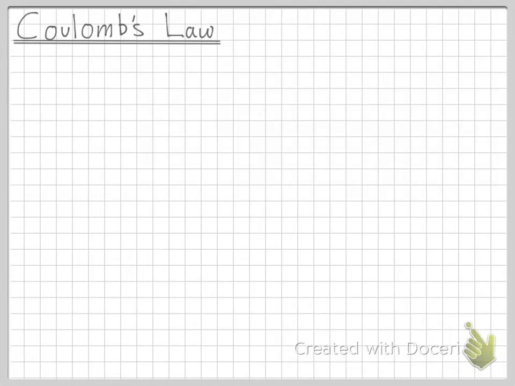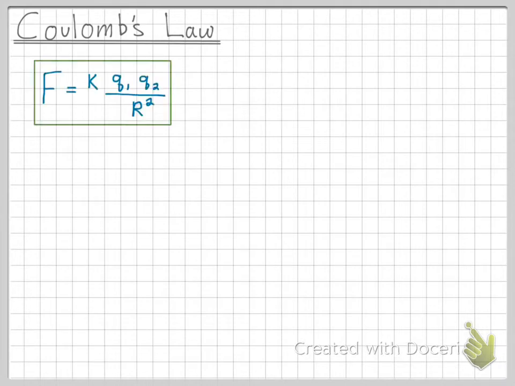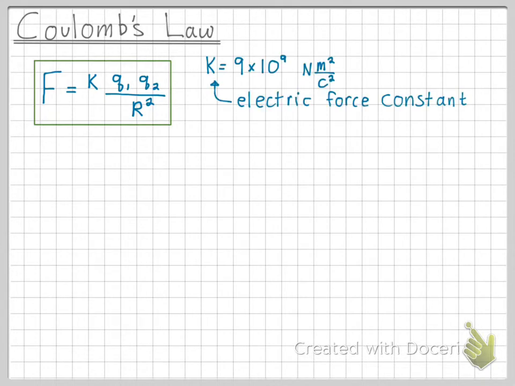This video covers Coulomb's law. Coulomb's law is this relationship, which states that the attractive or repulsive force between two charges is equal to the product of those two charges multiplied by the electric force constant and divided by the distance between the two charges, squared. This formula is very similar to the gravitational force equation that we covered in the previous chapter, but instead of dealing with very large numbers, Coulomb's law typically deals with very small numbers.